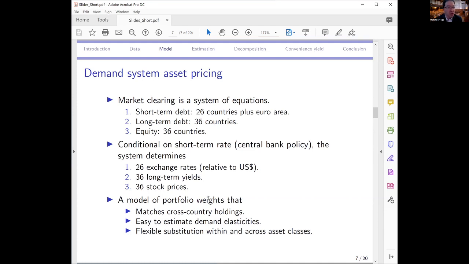So to complete the model, we just need a model of portfolio weights such that the cross-country holdings in the data match the portfolio model exactly. We can take the system of equations to estimate demand elasticities, and it allows for realistic and flexible substitution patterns both within and across asset classes.